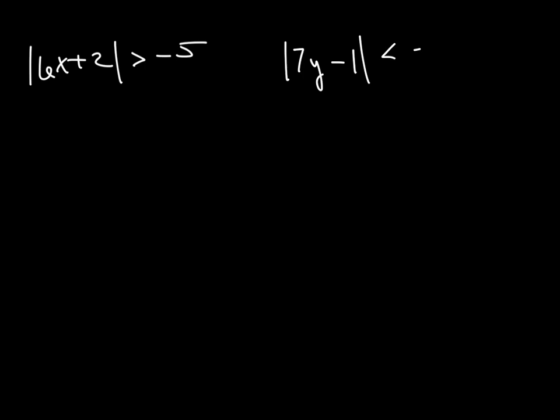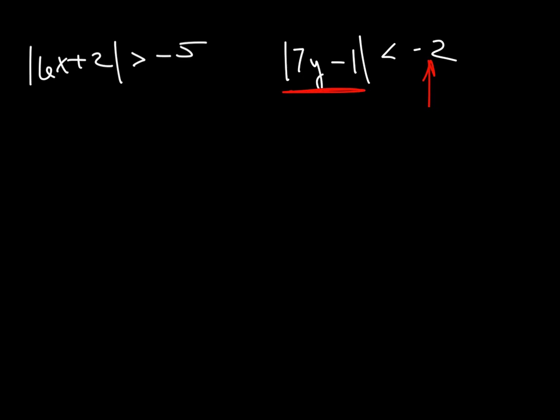Alright, so let's jump to example 8 and then be done. Absolute value of 6x plus 2 greater than -5. Okay, so example 8 is a little bit different than example 7. If you remember, example 7 was 7y minus 1 is less than -2. That gave us the null set because of this sign right there. Not only because of that sign, but also because of the -2 there.